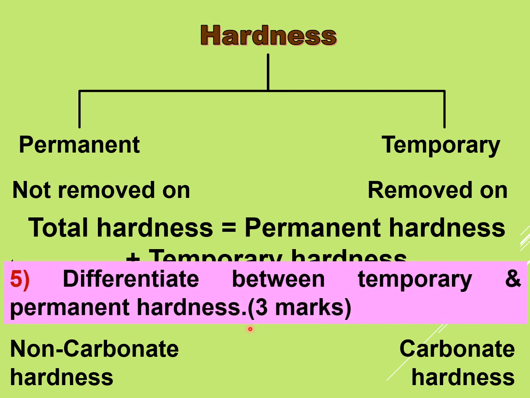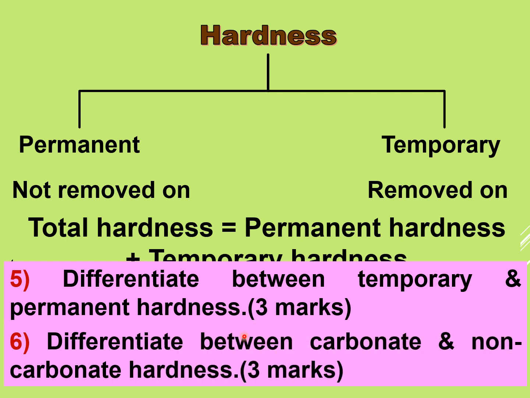Next question: Differentiate between temporary and permanent hardness. Generally, it is asked for a 3-mark question. You have to give 3 points. Okay, 3 points you have to specify. The same question can be reworded: Differentiate between carbonate and non-carbonate hardness. The answer is the same. Only the wording is different. The answer will be the same.